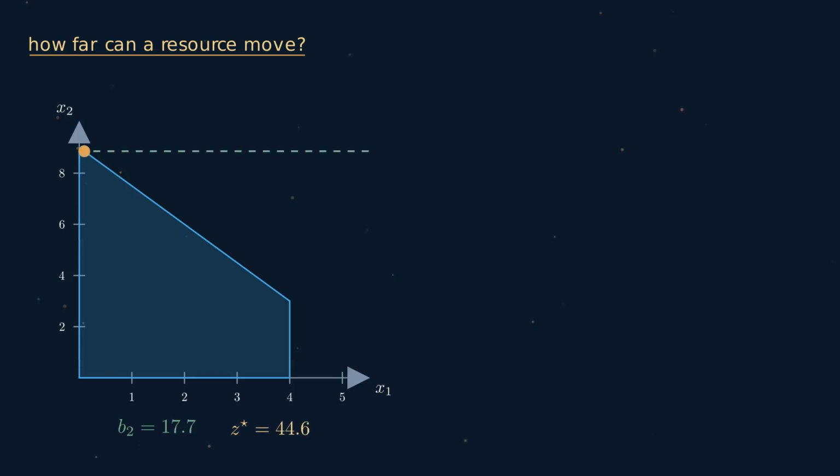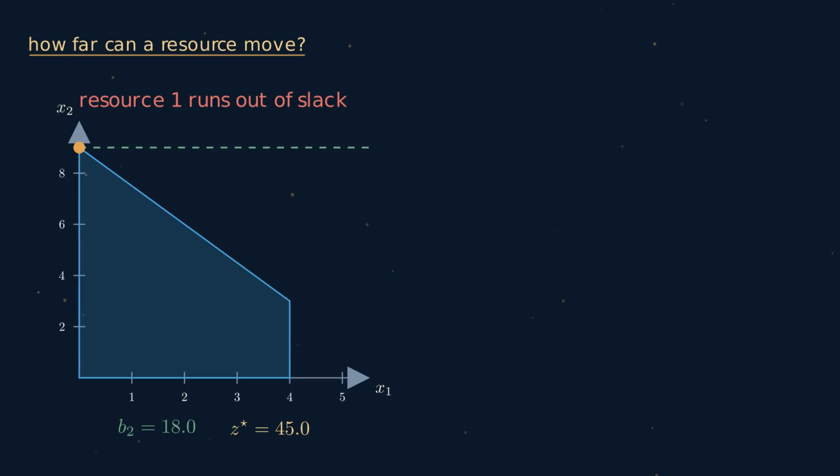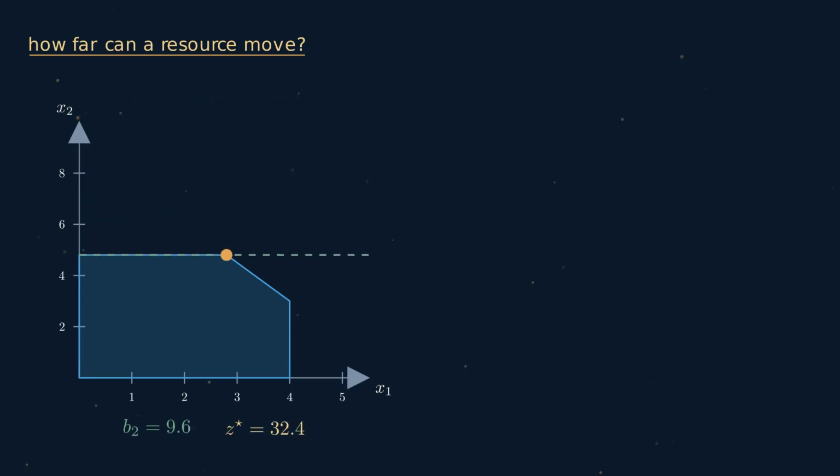Keep going and it hits a wall. At 18, the corner reaches the vertical axis. Push past that and the second resource stops being scarce at all. A different constraint takes over. Slide it the other way and the mirror image happens. At 6, the corner runs into the first machine's limit. Below that, again, a new pair of constraints is in charge.